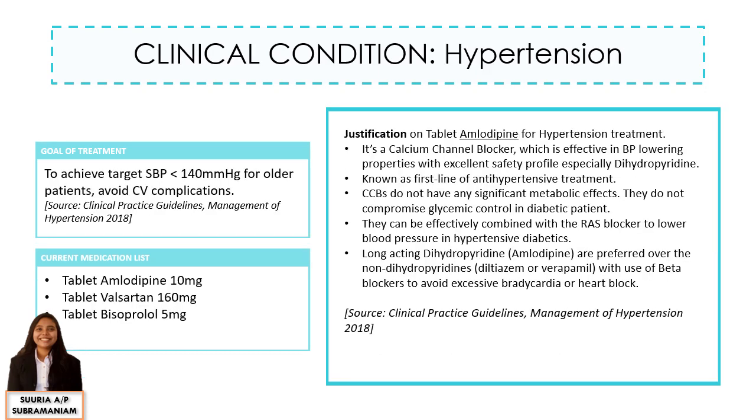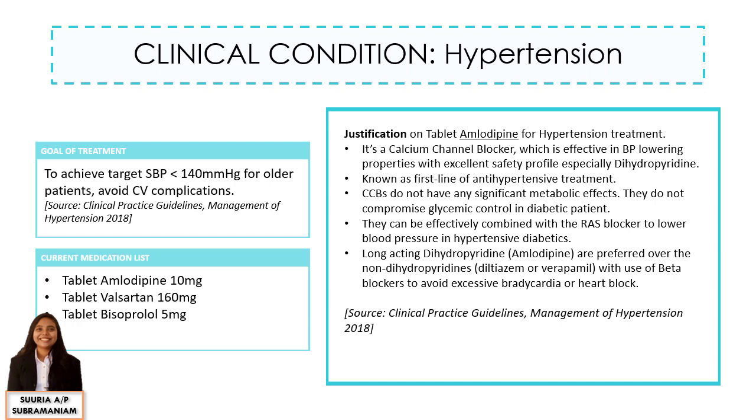The current clinical condition would be hypertension, and the goal of treatment will be to achieve target SBP level, which is less than 140 mmHg in older patients, to avoid the cardiovascular complications. And the current medication list would be tablet amlodipine 10 mg, tablet valsartan 160 mg, tablet bisoprolol 5 mg.